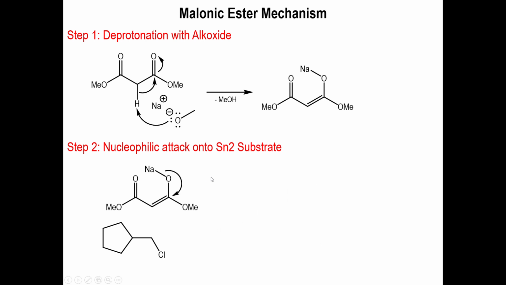So you reform the double bond. The pi set of electrons here attacks the electrophilic carbon. The leaving group breaks off, and now you have your alkylated product, right? And you've already produced sodium chloride in the process.